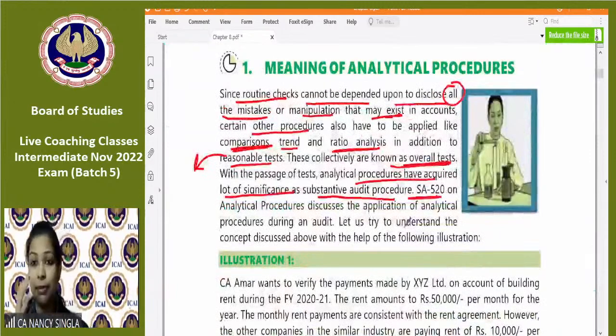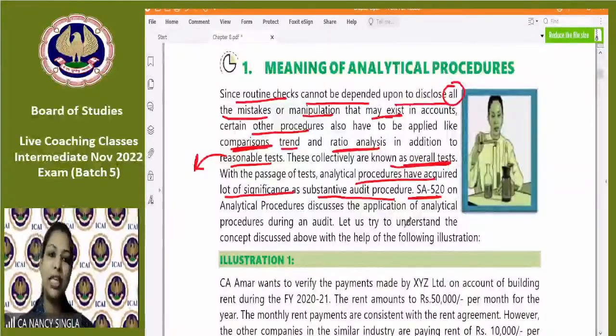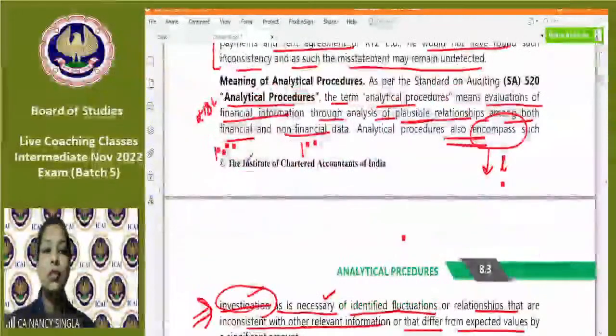So here we started by saying that routine checks say you cannot check all the misstatements. So what to do for that? Some other tests that are called overall tests, like comparison, trend, ratio, reasonableness. Now you are aware of all these 4 items. Okay? So what is the meaning?